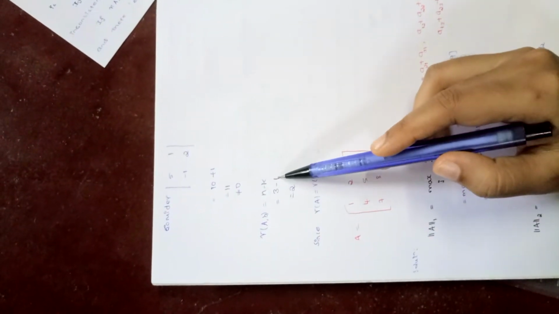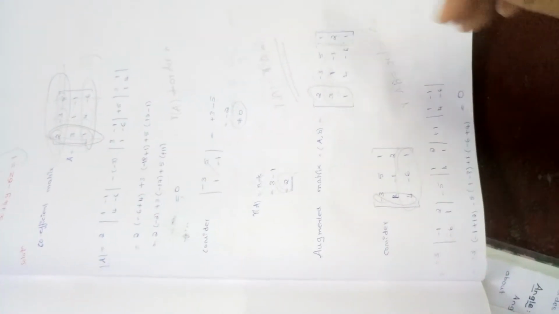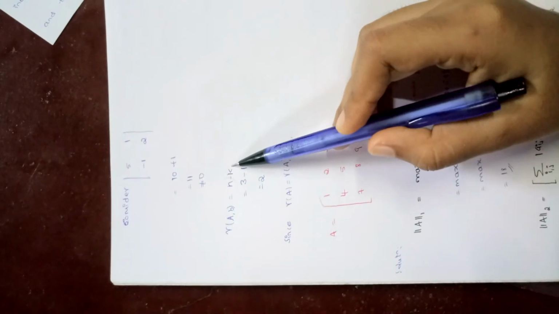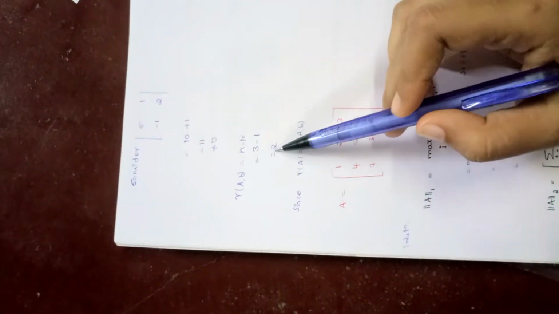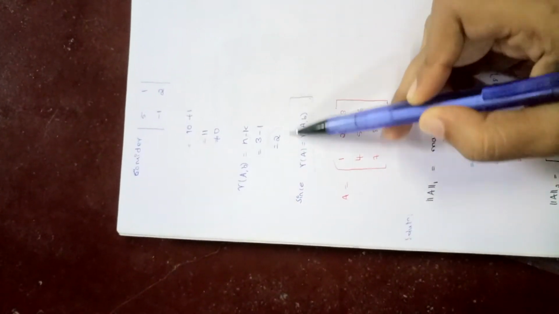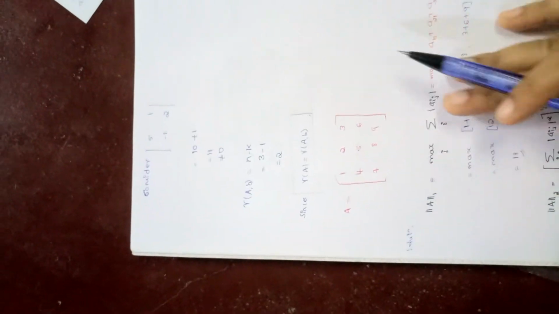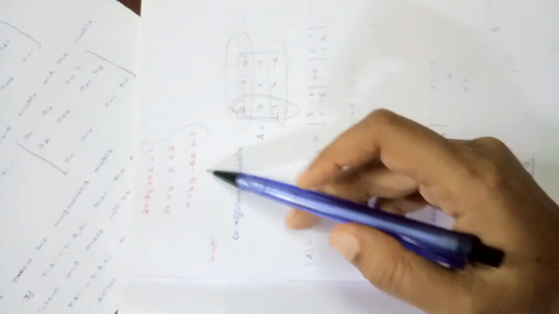Now n is the order of the matrix we considered to find the determinant. Therefore the order is 3. And k, we removed one column and one row, therefore k is 1. Therefore rank of A comma B is 2. Now since rank of A is equal to rank of A comma B, the given system of equations is consistent.